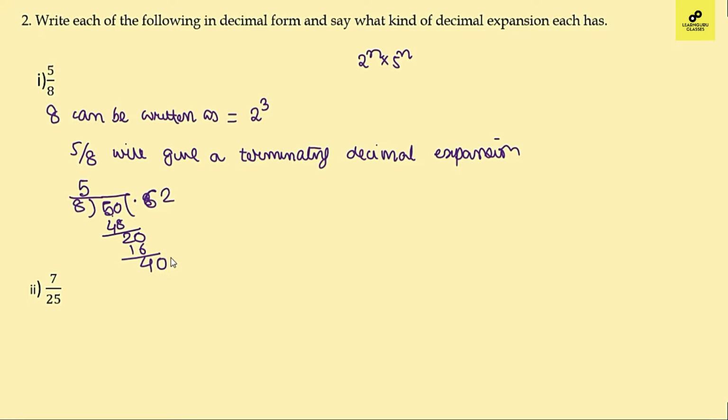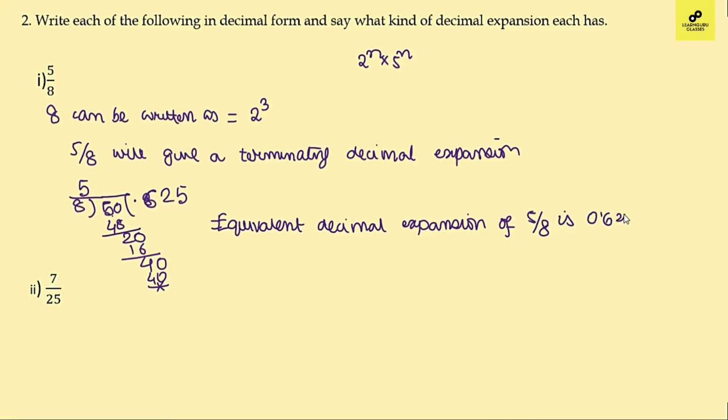So here you have to put 0. So 8 5s are 40. So the equivalent decimal expansion of 5 by 8 is 0.625. So you can see here clearly that since it is in the form of 2 to the power of 3, here you get the remainder as 0 and thus it is a terminating decimal expansion. Now 7 by 25.